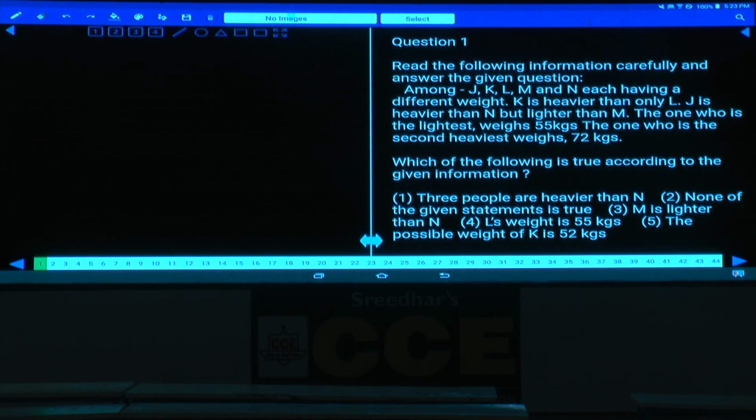Paper number 25. Now question number 1. How many persons are there?